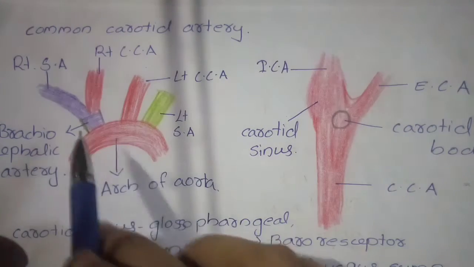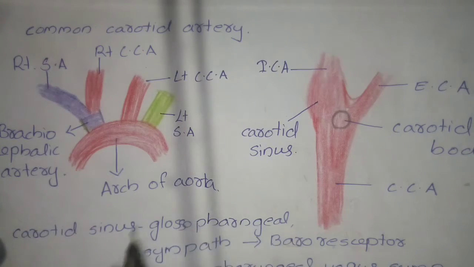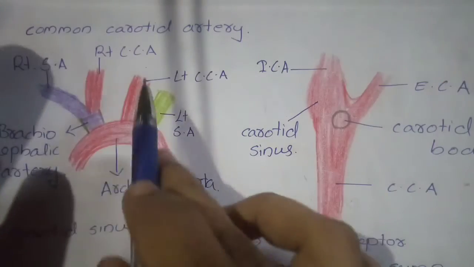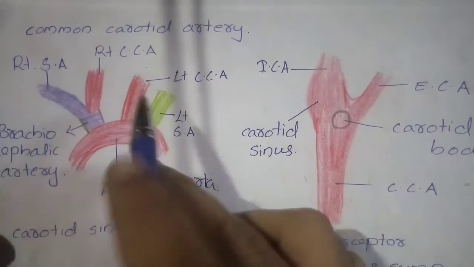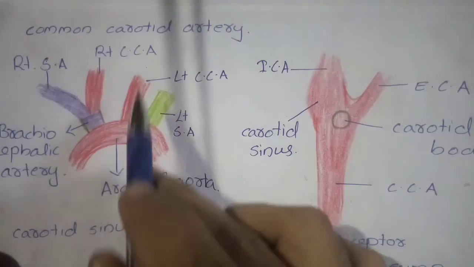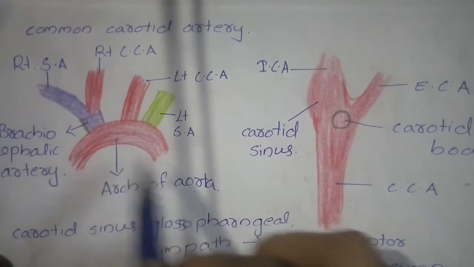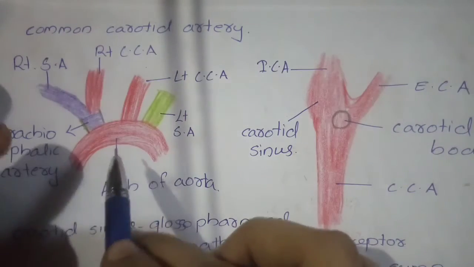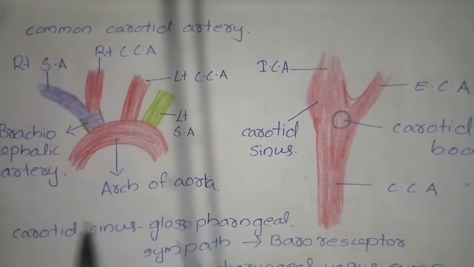There are three branches coming from the arch of aorta: the left subclavian artery, the left common carotid artery, and the brachiocephalic artery. You are already familiar with those branches. The left subclavian artery is not that important now, but we will surely make a section on it if it is. The left common carotid artery originates directly from the arch of aorta, while the right common carotid artery does not originate directly. It originates from the brachiocephalic artery, which in turn is a branch of the arch of aorta.